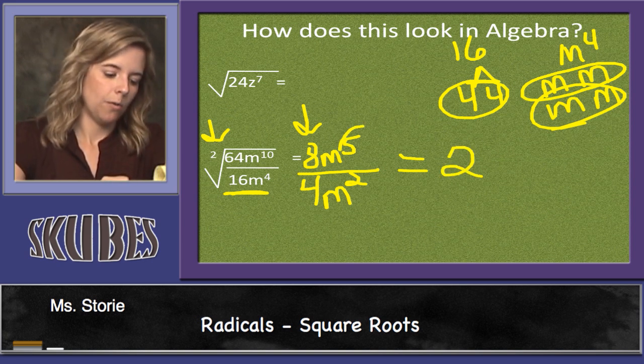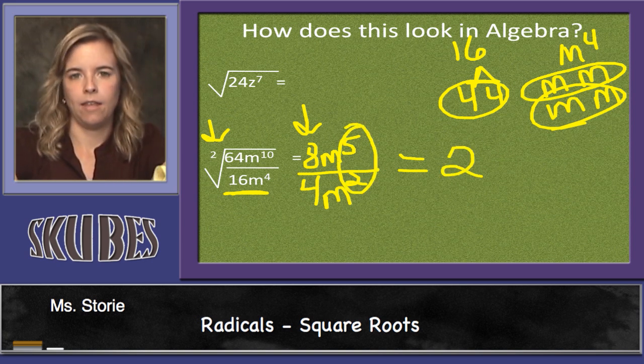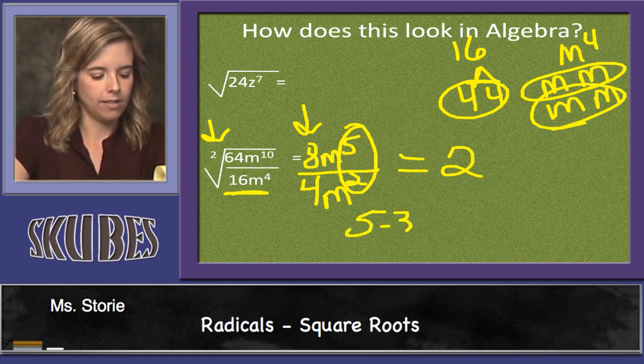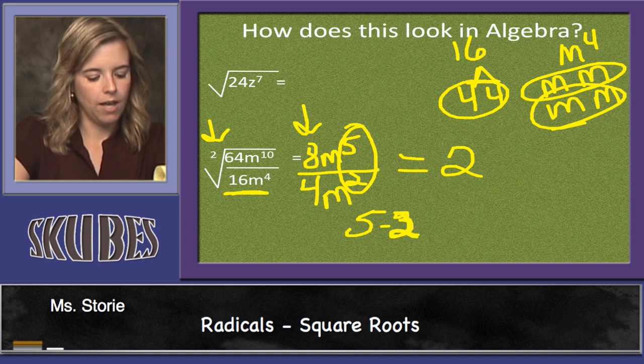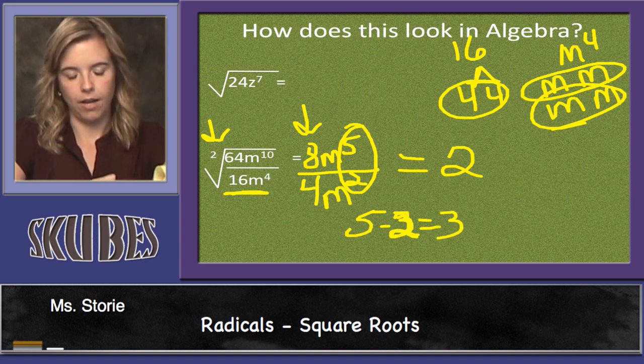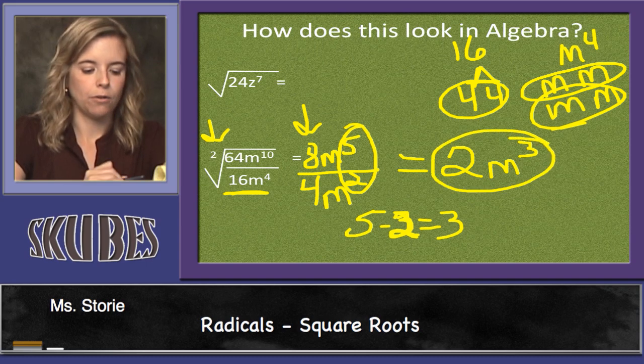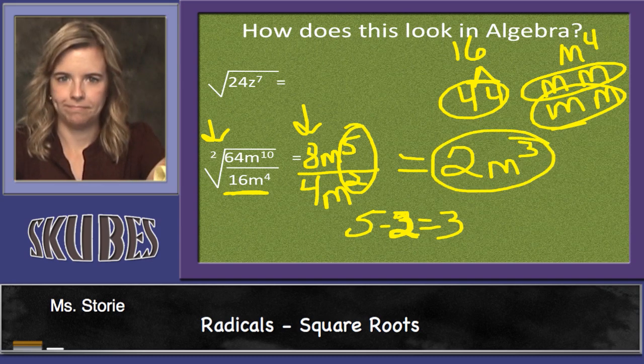And if you remember, when they say divide exponents, they're lying. They mean you need to subtract them. So you're going to take the exponent of 5, subtract the exponent of 2, and you're going to get an exponent of 3. So that means you have 2m to the 3rd, and that would be your fully reduced answer.